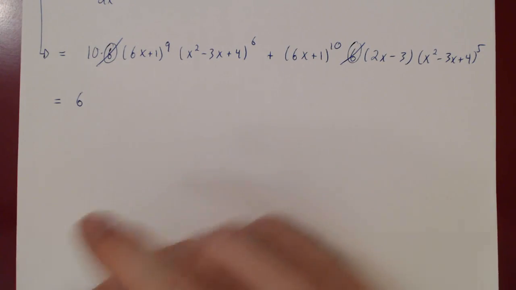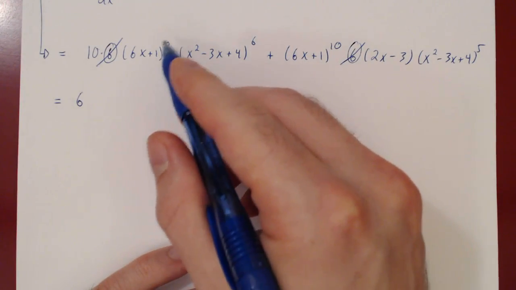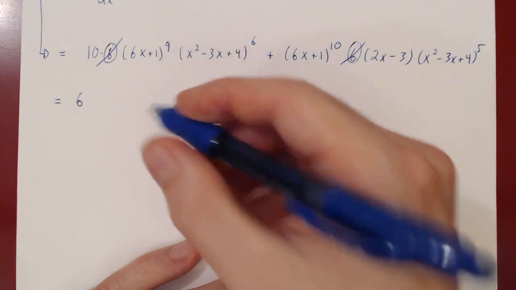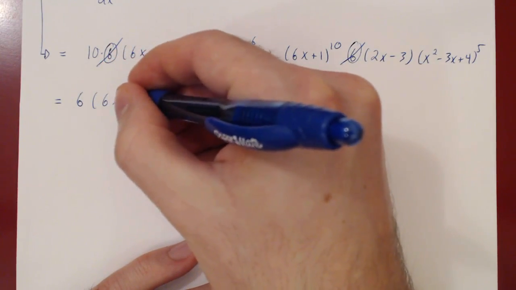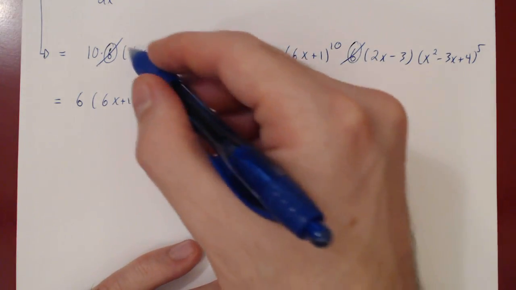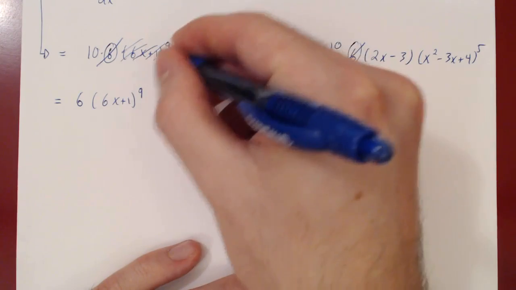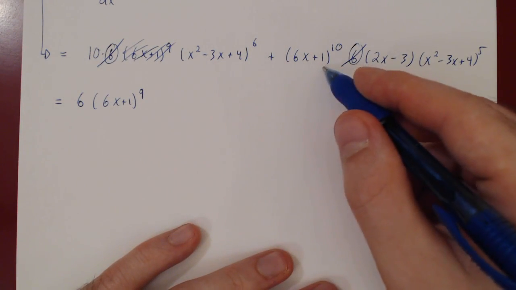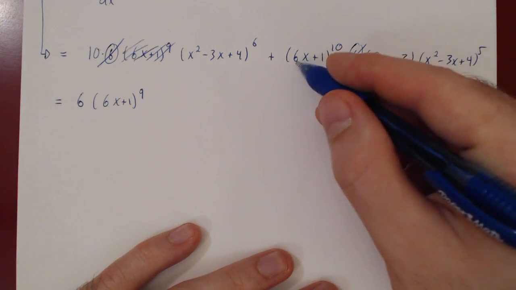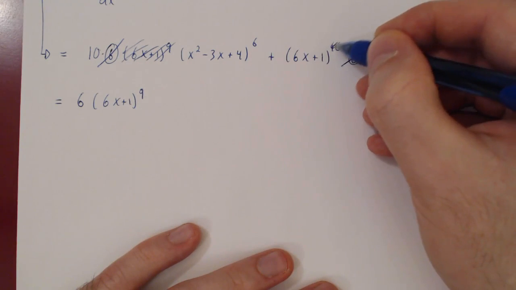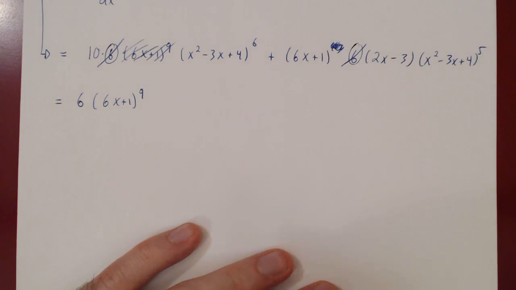What else can we factor out? There's (6x plus 1) to the 9. There's (6x plus 1) to the 10. So we can factor 9 of them. So (6x plus 1) to the 9. If we factor 9 from all 9, we're left with nothing. If we factor 9 from the 10th term, right, we have 10 here, factors of 6x plus 1. We take away 9, we're left with only 1.